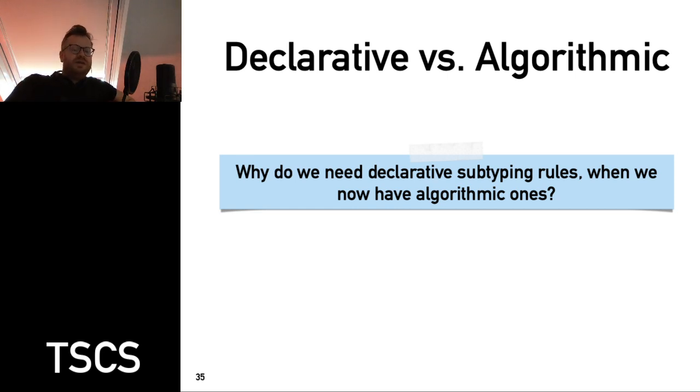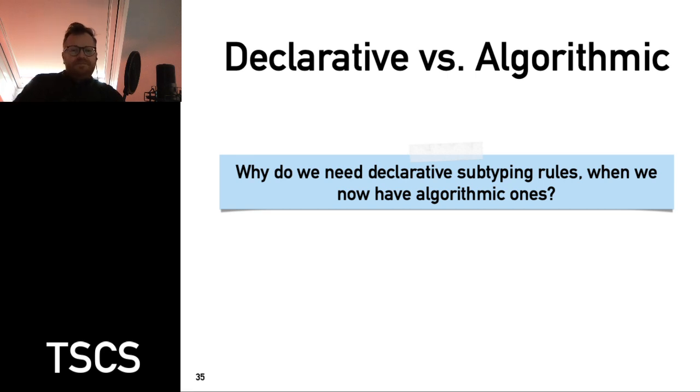So why do we need to keep declarative typing rules when we now have algorithmic typing rules? This is a question for the audience. That's why it's blue. So do you have an answer for that? Why do we need all of these? Can we just go with algorithmic and be fine? We established we cannot just go with declarative because we cannot implement those. This is like a hard limit. But why not just go with algorithmic subtyping rules and be fine?